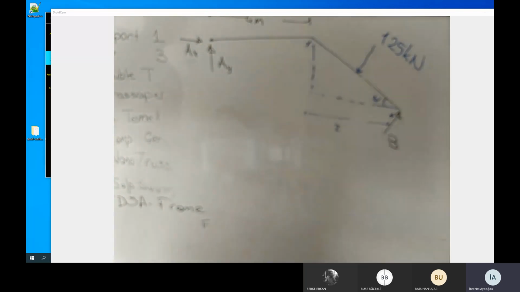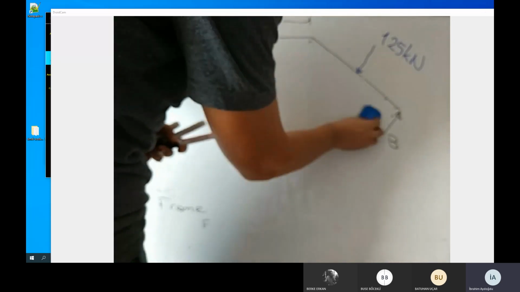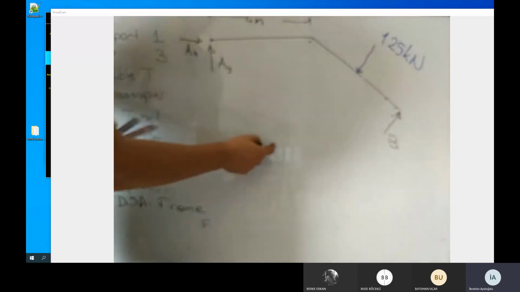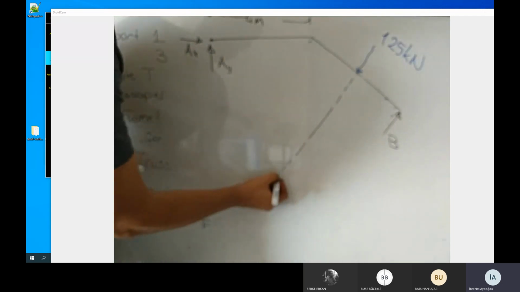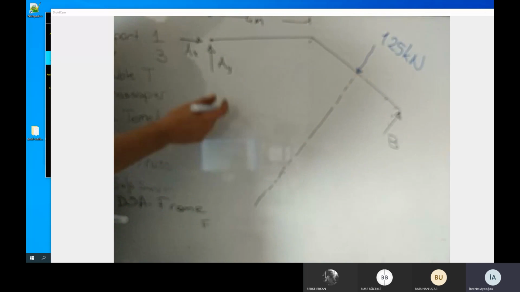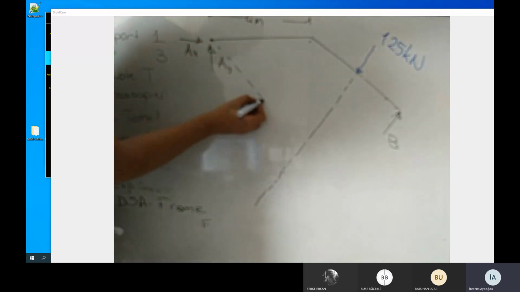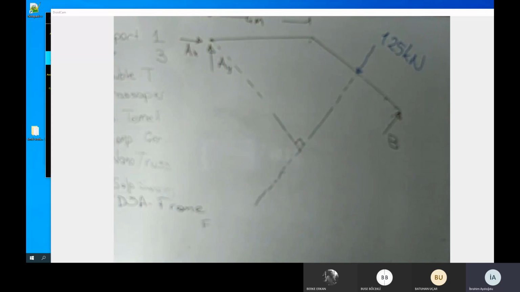Let's start. First of all, I want to find the perpendicular distance from this force to this force. How can I find it? I want to extend this line, and also extend like this. This should be perpendicular, 90 degrees.